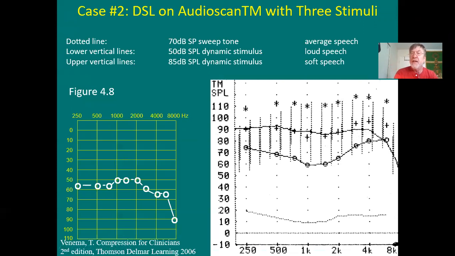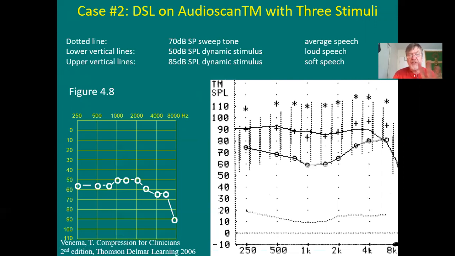speech inputs. And then you had your soft inputs. You can see the bars kind of hanging around the thresholds. And then the outputs for loud inputs, okay, you want those to stay below the asterisks. And then you've done a pretty good job in terms of hearing aid fitting. You've got 3 different inputs: soft, average, and loud.